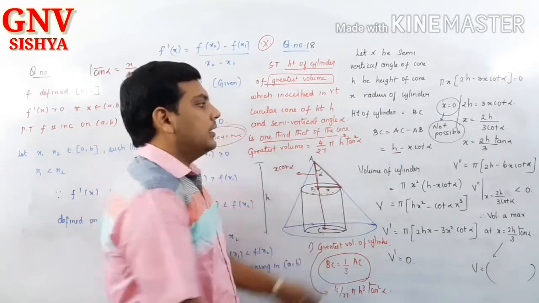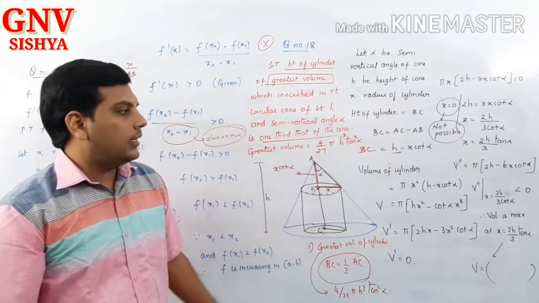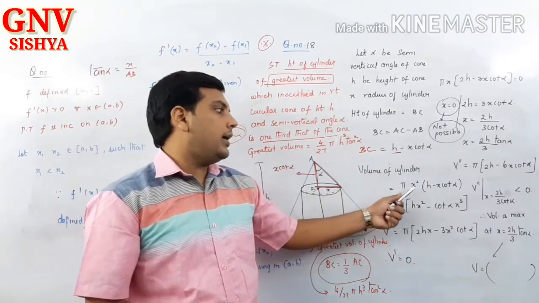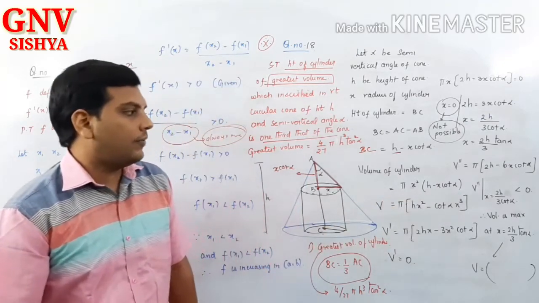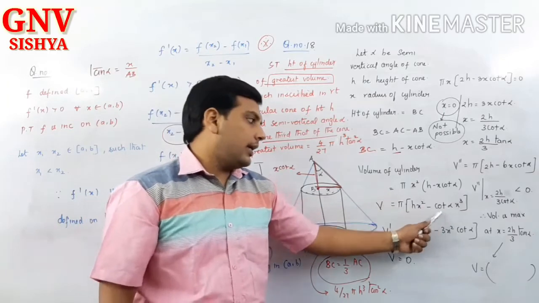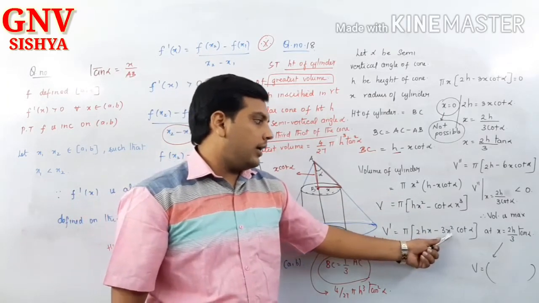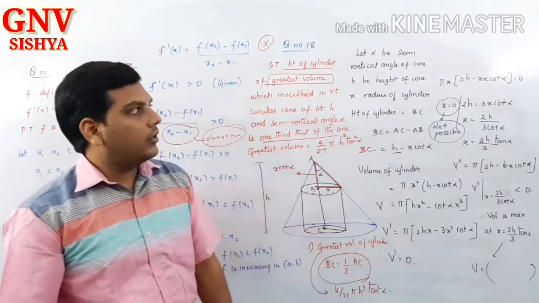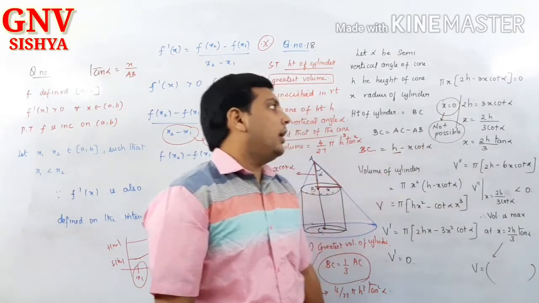So BC is nothing but the height of the cylinder. Now I have to prove the volume is greatest. Volume of the cylinder is equal to pi, r value is x square, h value is h minus x cot alpha. Correct? Multiplying x inside, I will get it like this. Now differentiating it, pi into 2hx minus 3x square cot alpha, equating it to 0, take x common out. Pi x into 2h minus 3x cot alpha equal to 0.